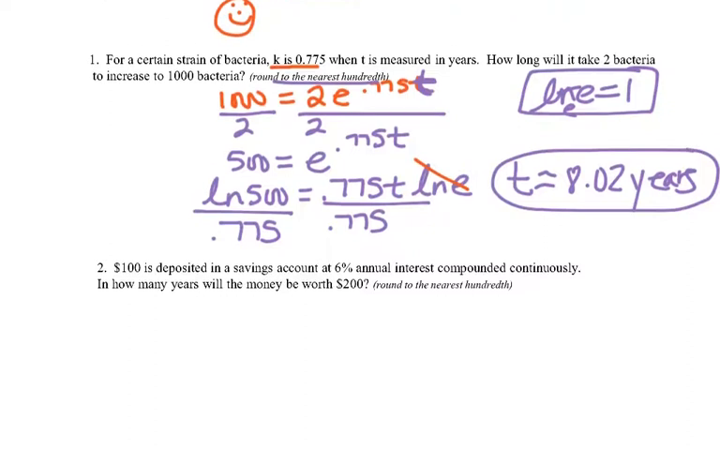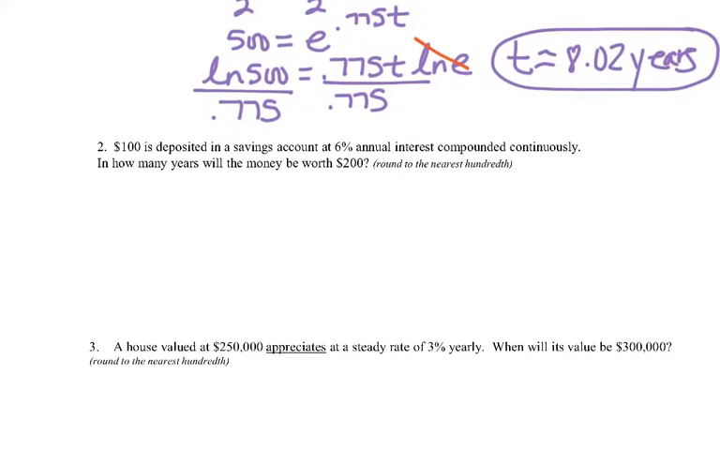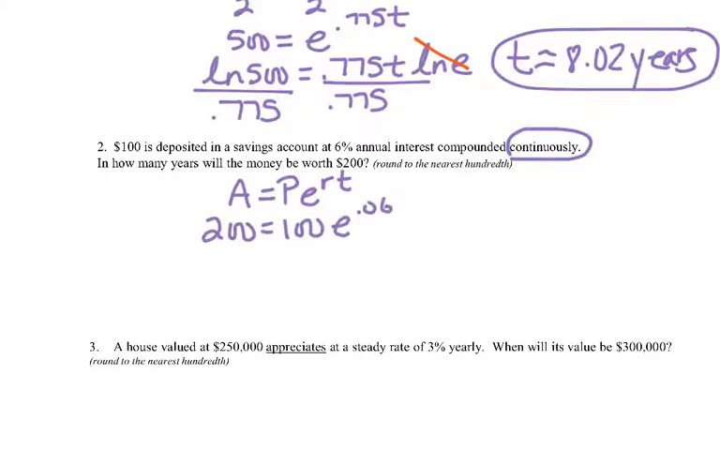Perfect. Next one, $100 deposited in a savings account. Interest compounded what? Continuously. Continuously tells us it's the PERT formula. In how many years will it be worth $200? So I'm just going to plug in what I know. Solve it, dividing both sides by 100: 2 equals e to the 0.06t.